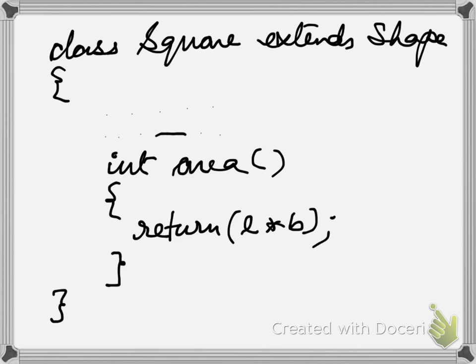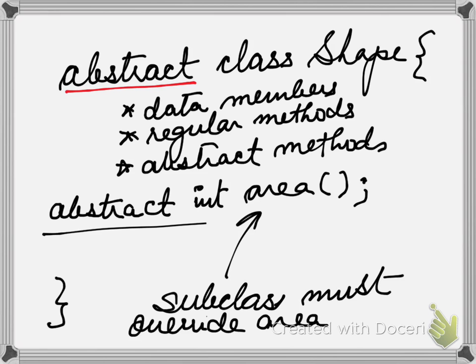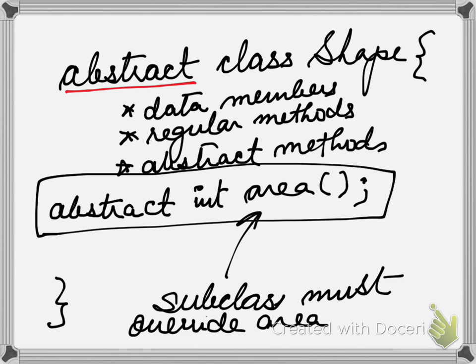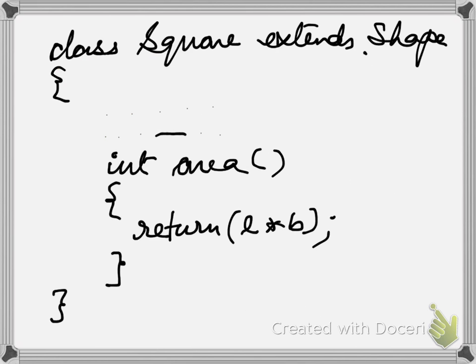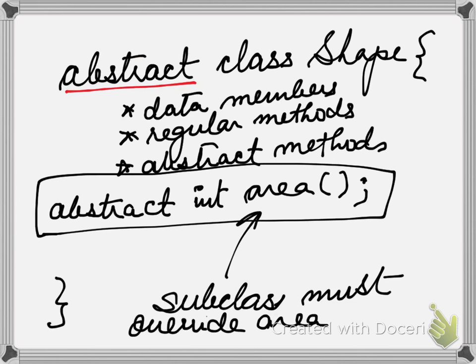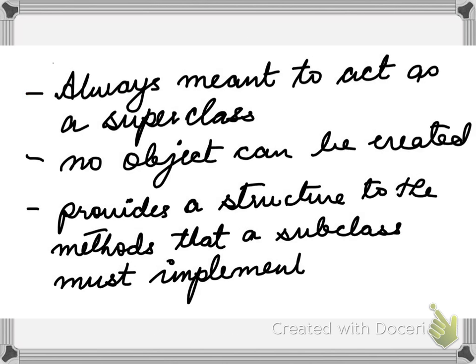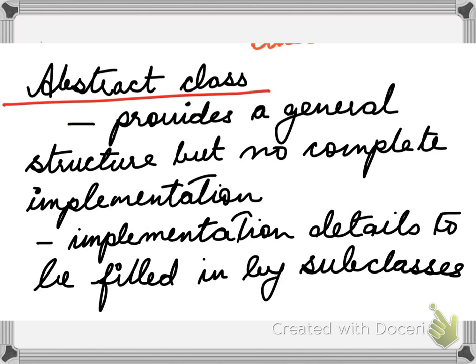So here you can see that the class shape was an abstract class. It defined an abstract method called area, which was overridden by the square class. So the implementation is given by square, whereas definition is given by shape. Now, what is the advantage of this? Advantage is that it provides a general structure but no complete implementation, and implementation details are to be filled in by the subclasses.